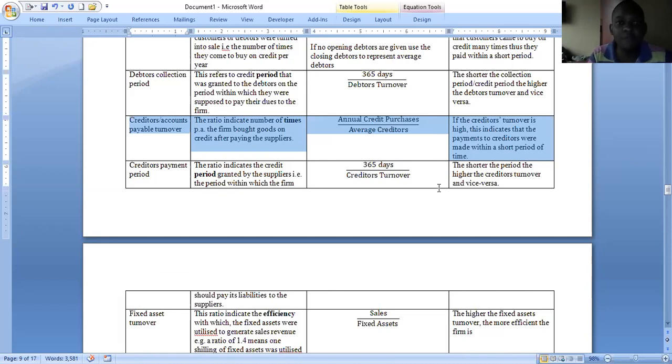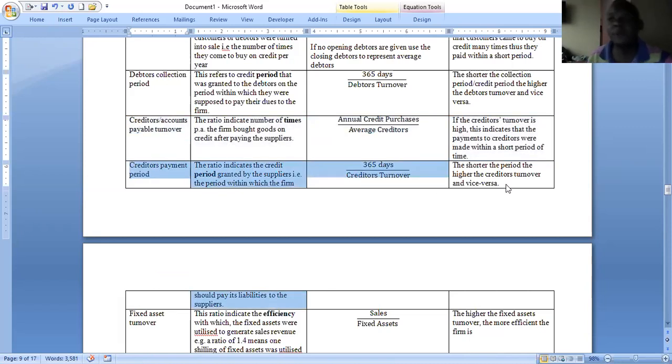Then we have the creditors payment period. The creditors payment period measures the average number of days that the business takes to pay its creditors during a given year. It is obtained by dividing 365 days by the creditors turnover ratio. The shorter the creditors payment period, the less efficient the business is in managing its creditors. It's ideal for the business to withhold the credit payments as long as possible, so as to utilize this money for other activities.